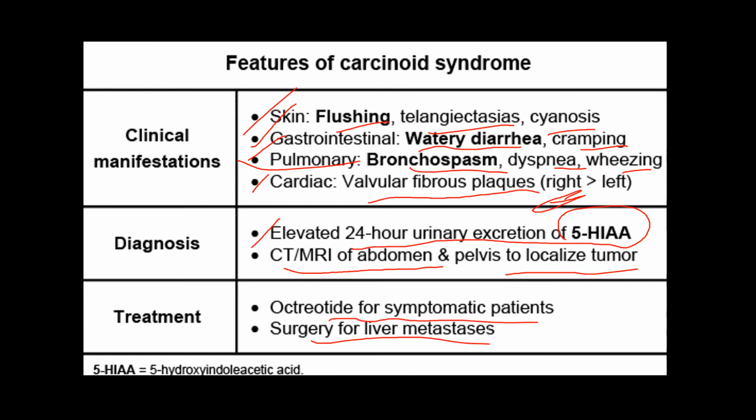Octreotide is a long-acting analog of somatostatin, and its mechanism of action for carcinoid crisis is via its known inhibition of vasomotor product release from the tumor and blocking receptors of these substances, thus aiding in the clinical manifestations and in the features of the carcinoid syndrome.